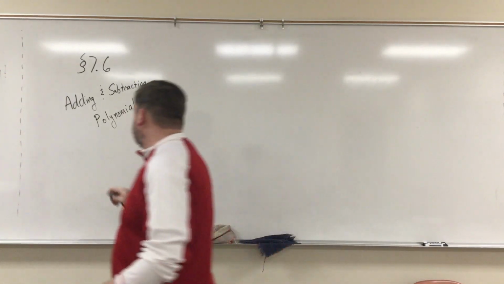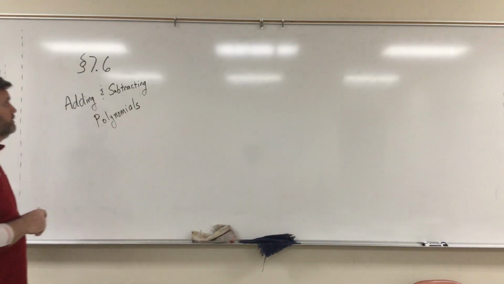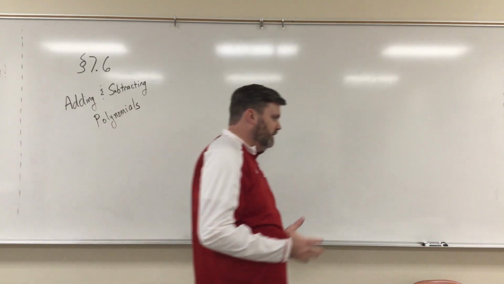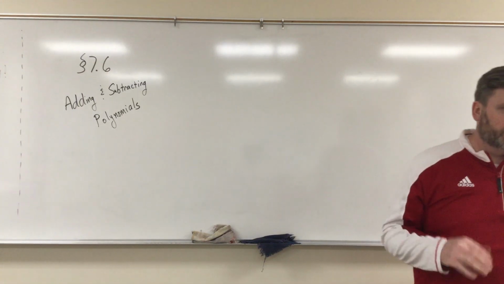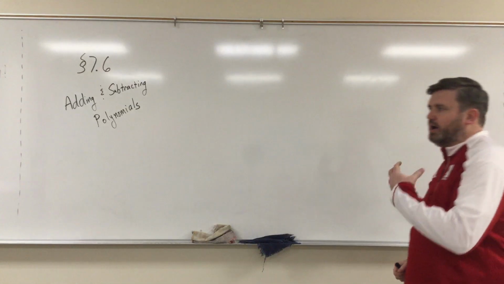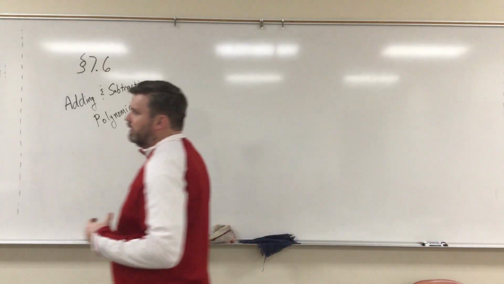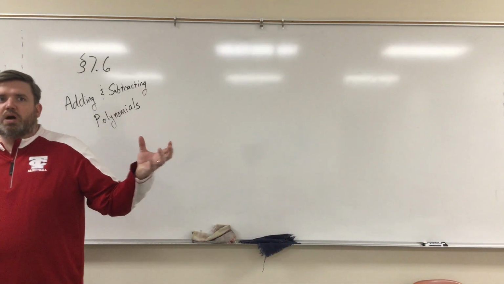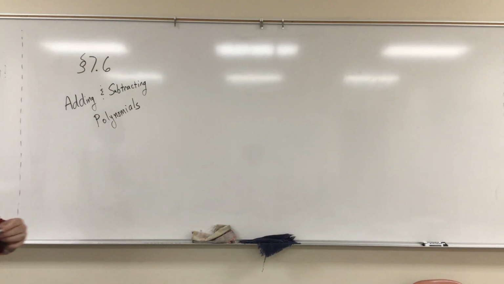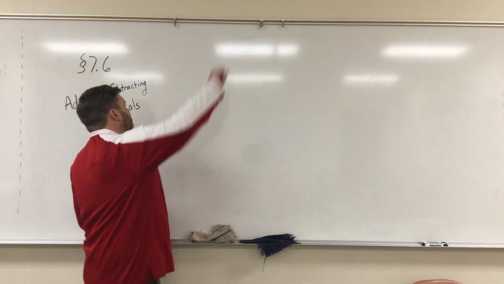So let's see here. We're going to take a whole bunch of monomials and add them, maybe like 5 or 6 of them. And then we also might take a trinomial plus a trinomial, or a 5-term polynomial plus a binomial, or something like that. It sounds kind of scary, but it's not. It's pretty easy.